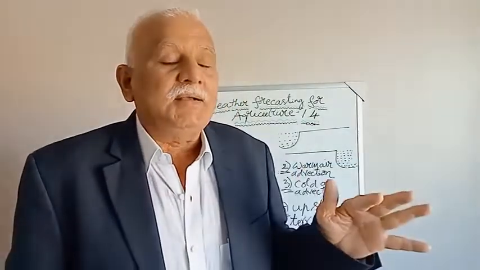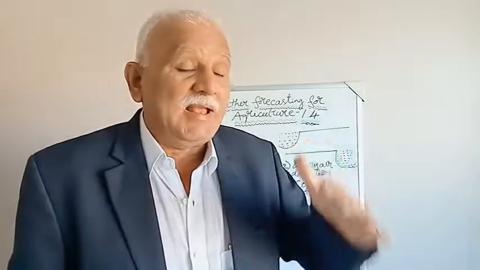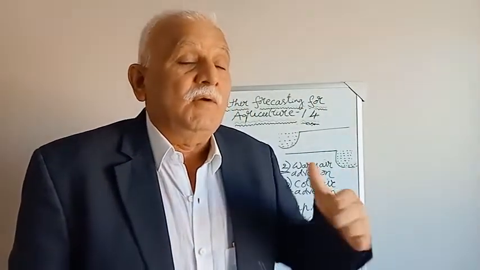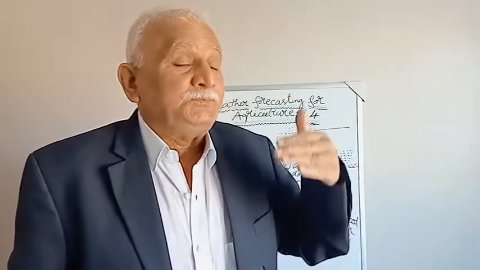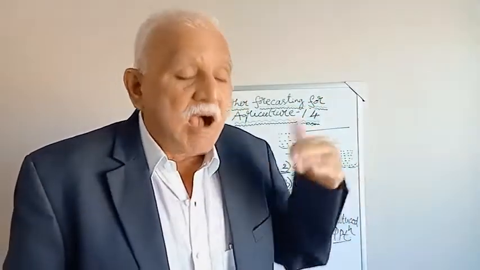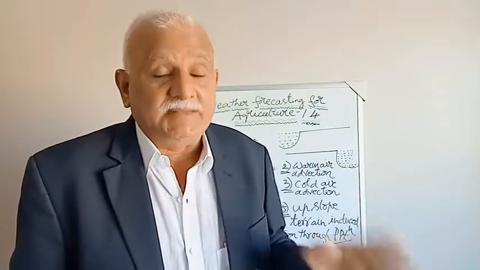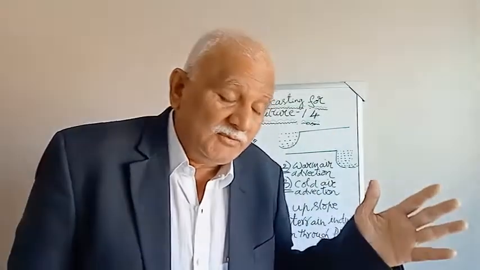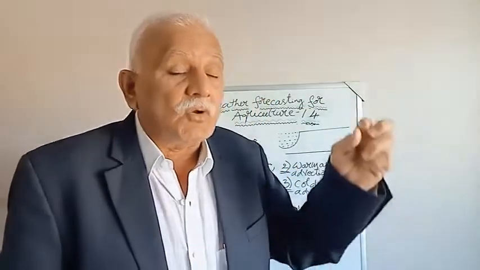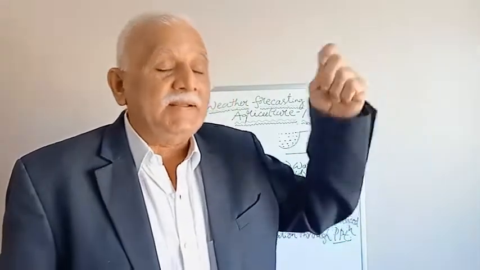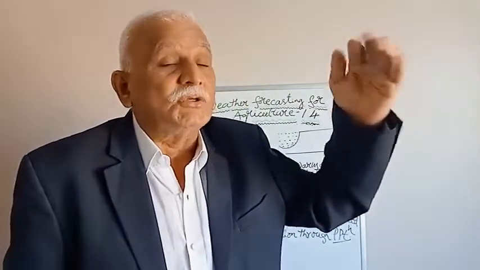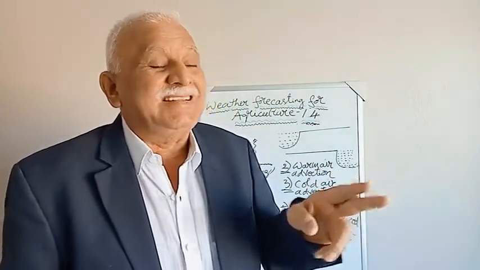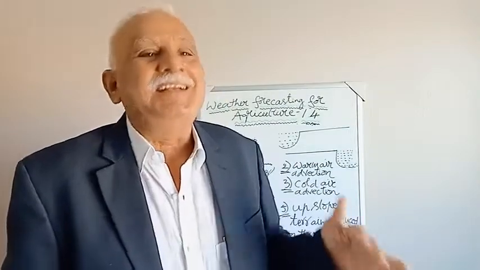Now, before I go to the physics of formation, development and decay of fog, let us see the definition. As I said, fog is a low cloud. What is a cloud? Cloud is minute droplets of water suspended in the air at higher altitudes. Minute droplets of water suspended in the air near the ground, we call it fog.